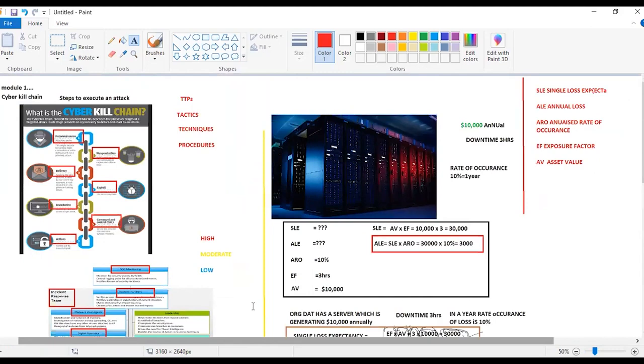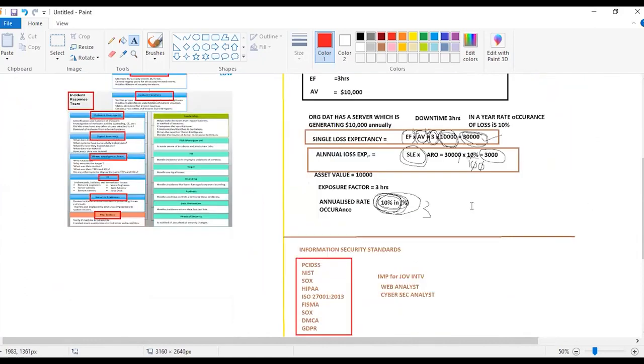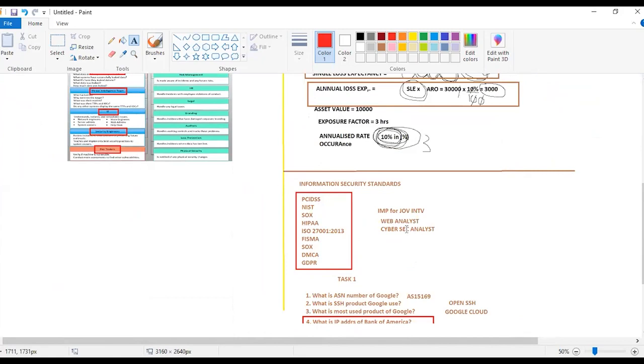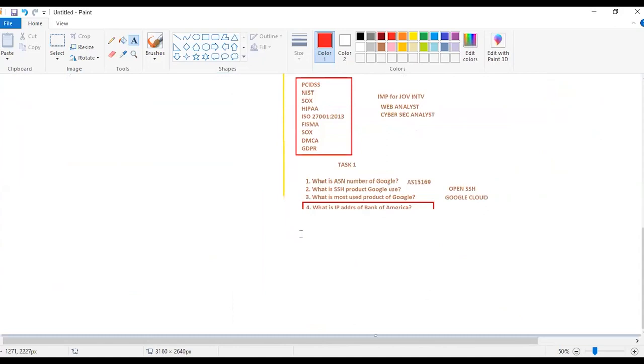Any doubt here? So now we have completed the first module. That was all the topics: the cyber kill chain, security teams. I've given you the factors, the equation to find the risk, the full forms of those risks, the information security standards, and the task. So this is done. We're done here.